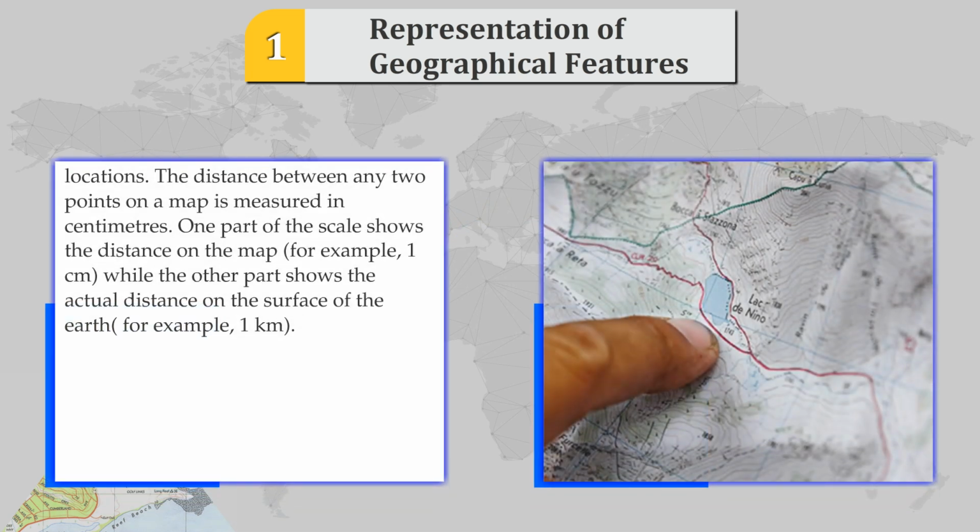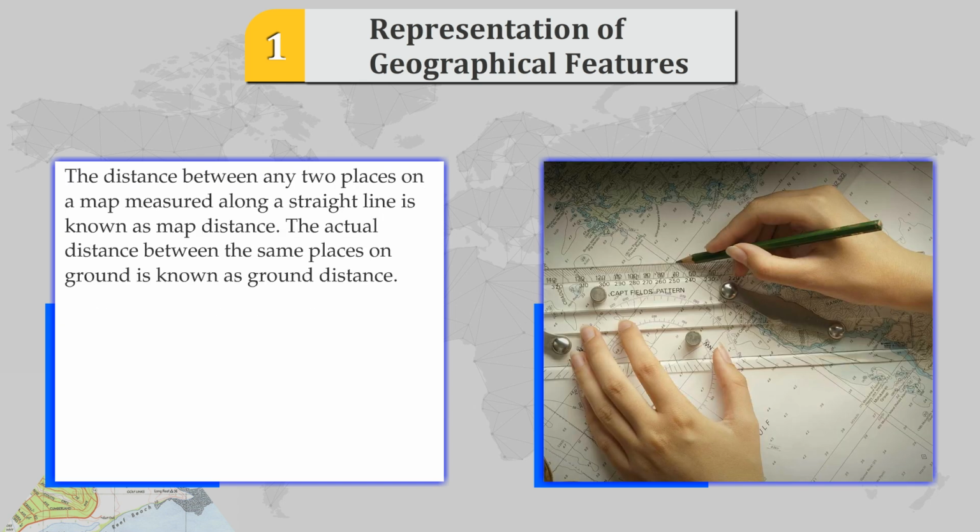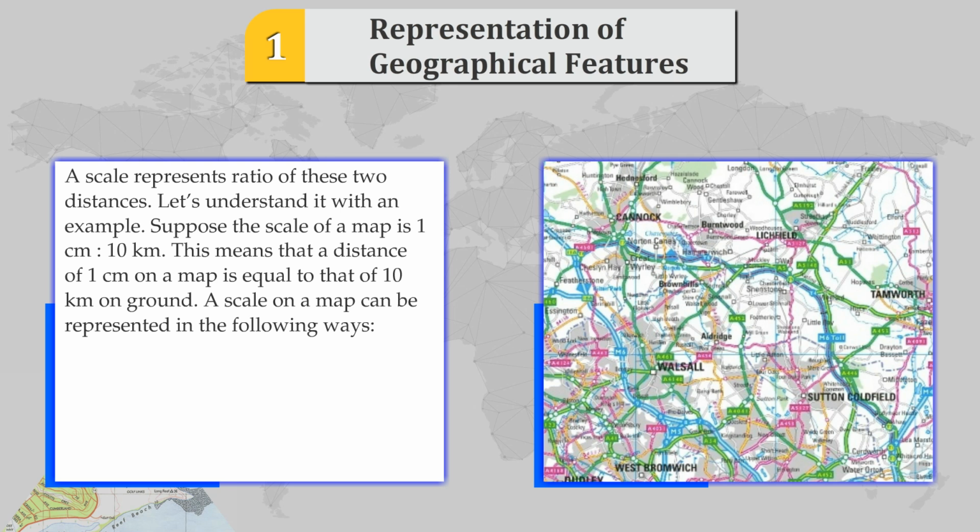The distance between any 2 points on a map is measured in centimeters. One part of the scale shows the distance on the map, for example 1 centimeter, while the other part shows the actual distance on the surface of the earth, for example 1 kilometer. The distance between any two places on a map measured along a straight line is known as map distance. The actual distance between the same places on ground is known as ground distance. A scale represents the ratio of these two distances.